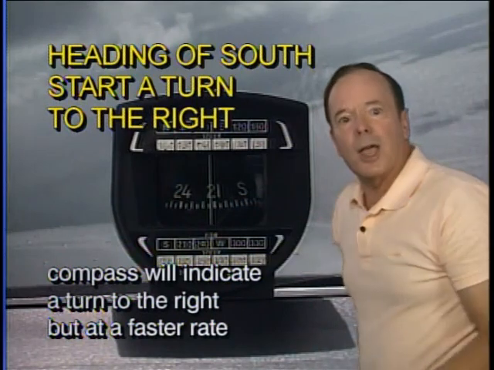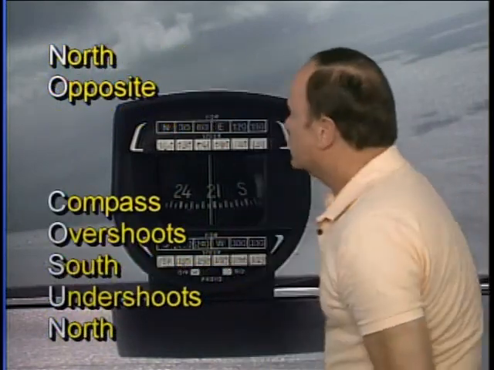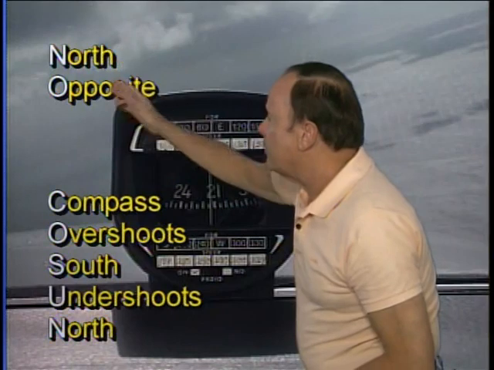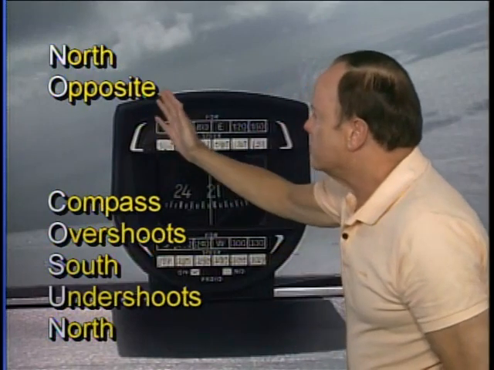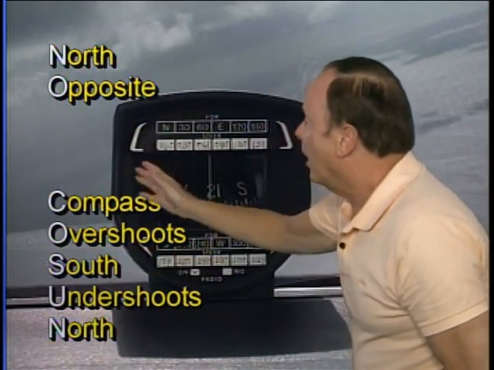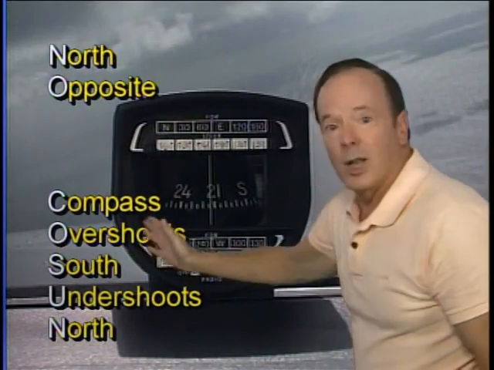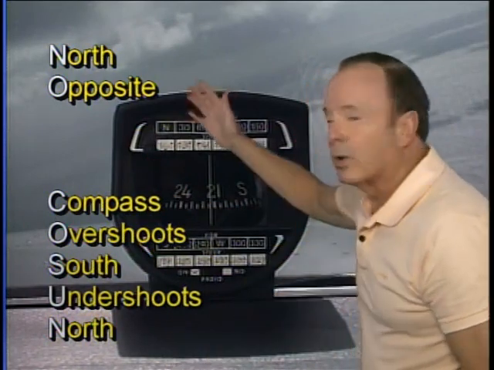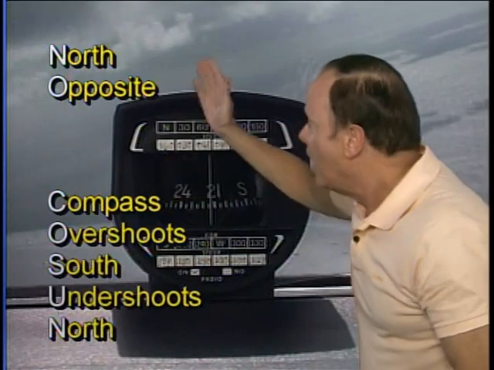So let's go back and review this one more time. First of all, NO is north opposite, and remember the compass overshoots in turns near headings of south and undershoots in turns near headings of north, and the word you're going to use to remember that is a word we're all very familiar with, COSIN.